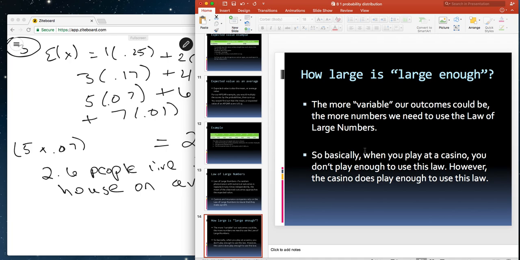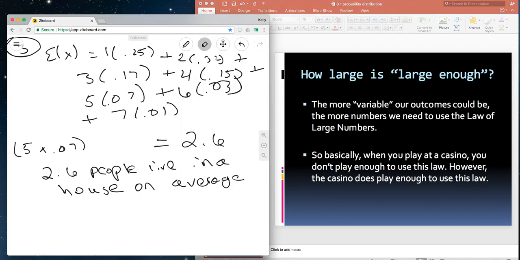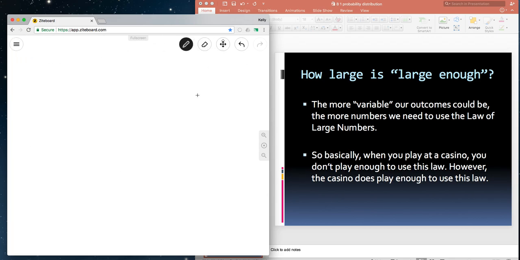So we talk about law of large numbers. How large is large enough? And that is our question. So we want to make sure that we have enough.